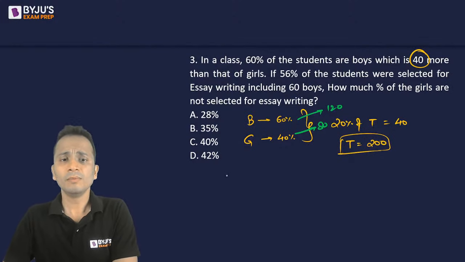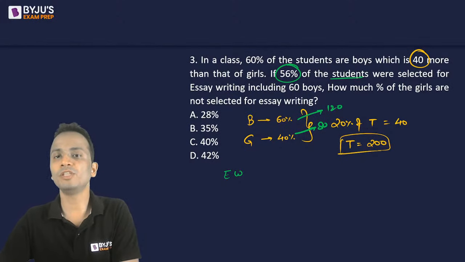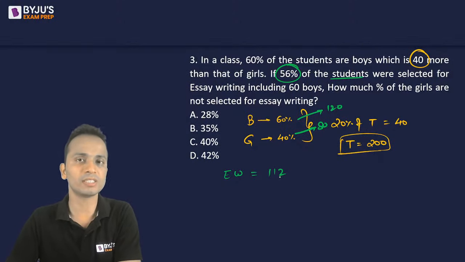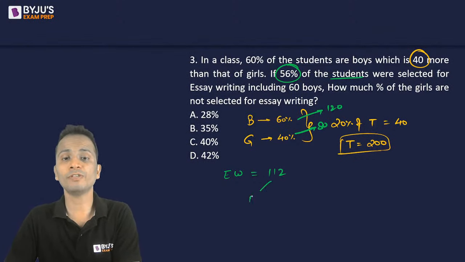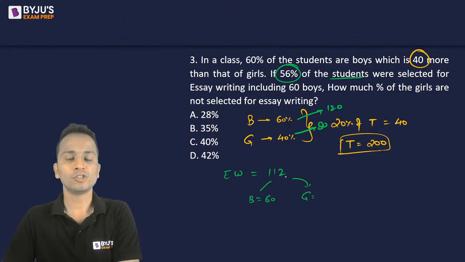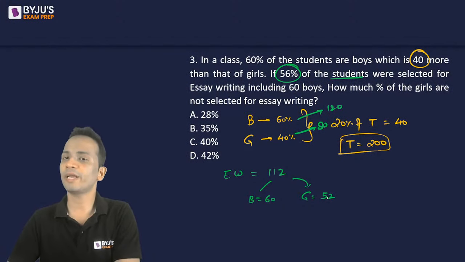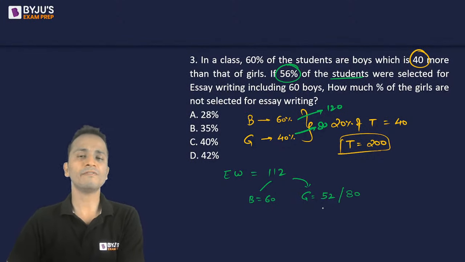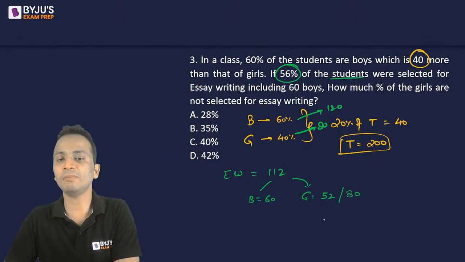Now, how many total are selected for essay writing? 56% of the students. So 56 percentage of 200, that is 112 students are selected for essay writing, out of which boys are 60. So the remaining should be girls. So 112 minus 60, that is 52 girls are selected for essay writing. Out of how many girls? Out of 80 girls. Okay. So out of 80 girls, 52 are selected for essay writing. That means 28 are not selected out of 80 for essay writing.